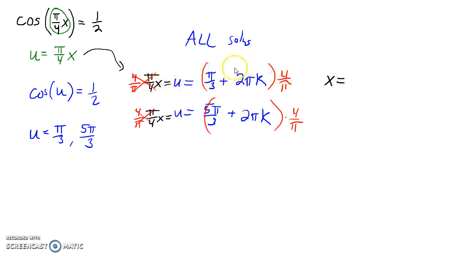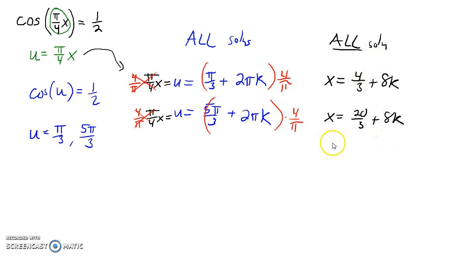And now if we distribute our 4 over pi, the pi's will cancel and we'll be left with 4 over 3 plus, multiply this times this, the pi's cancel and I'm left with 8k. And here, if I multiply this through, 4 over pi times 5 pi over 3, again, the pi's cancel, I end up with 4 times 5 is 20 thirds. And again, multiplying that, we end up with 8k. And there we go. These are all the solutions for x.